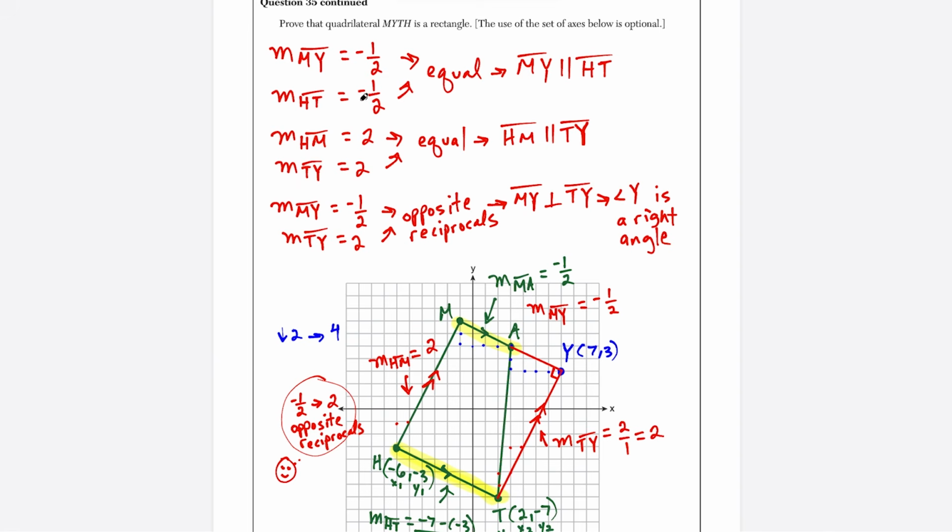Since both pairs of opposite sides are parallel, that tells us that MYTH is a parallelogram. And since the parallelogram has a right angle, that makes the parallelogram a rectangle.